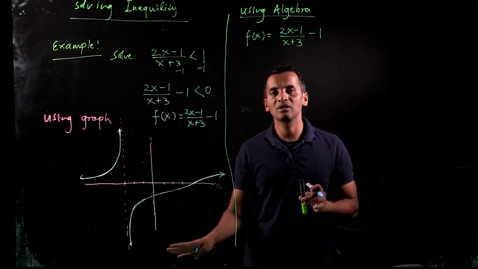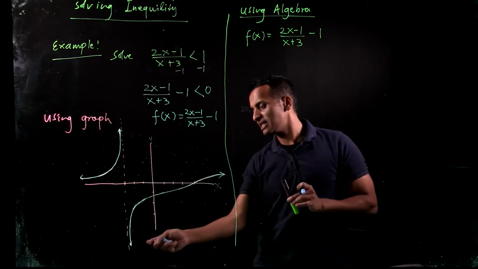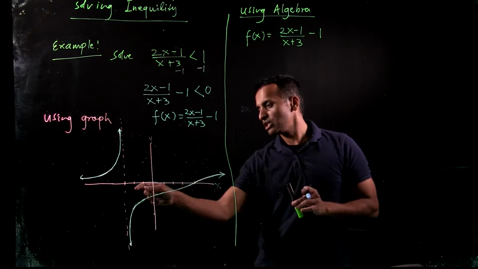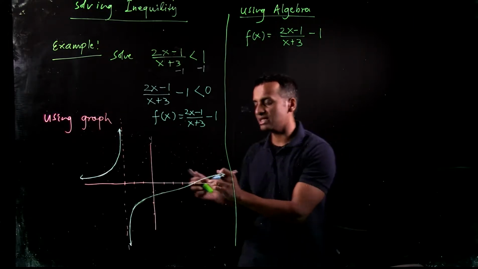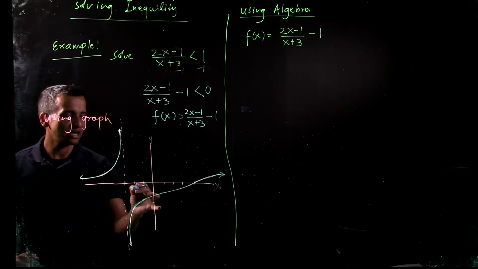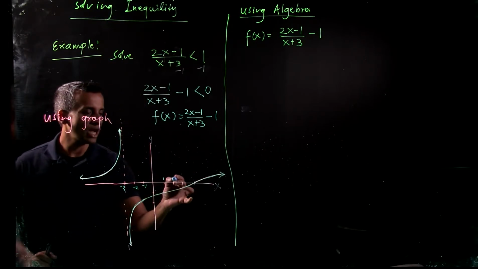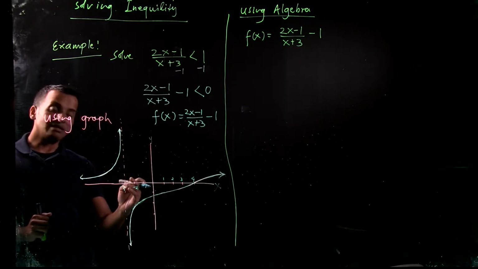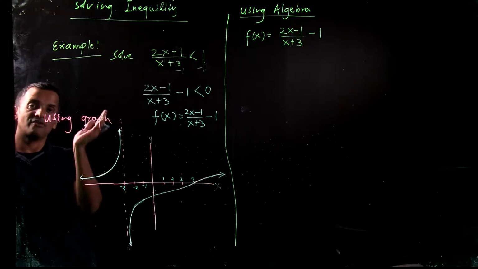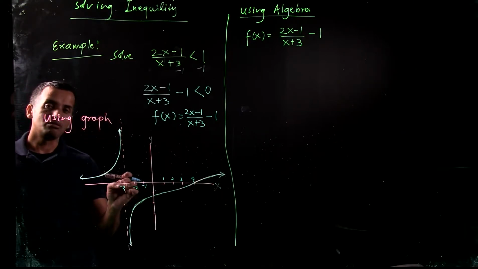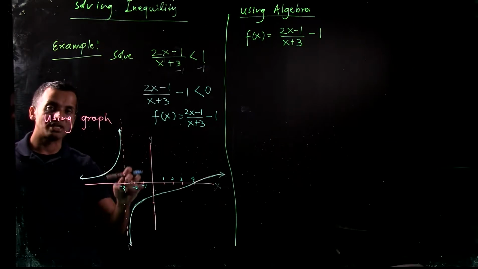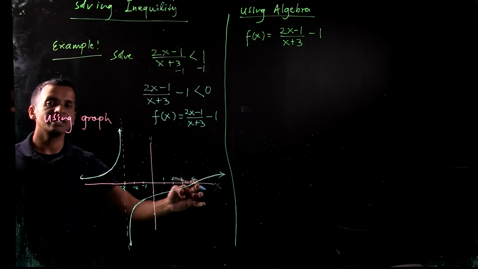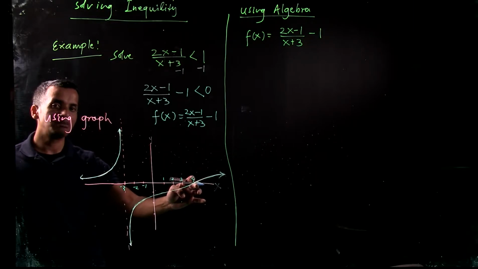So what are the values of x where the graph is below the x-axis? And obviously you can see that these are the values of x where the graph is below the x-axis. So starting from negative 3, because it is negative 1, negative 2, negative 3. And this is 1, 2, 3, 4. So starting from negative 3, because to the left of negative 3 you can see the graph is above the x-axis, right? And at negative 3 the graph is not defined because there is a vertical asymptote there.